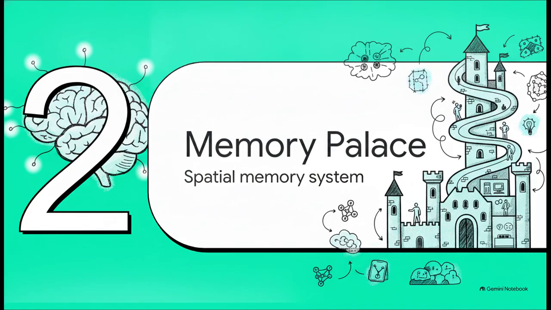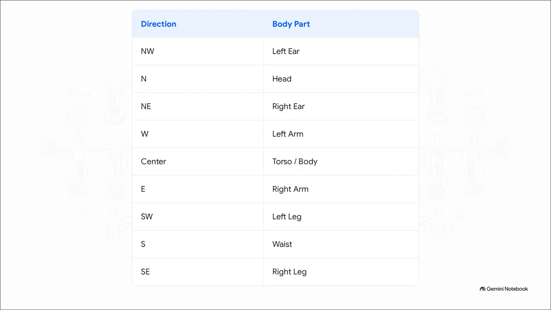Section 2. Your Spatial Memory Palace. Now, what's really interesting about this slide is how the position itself literally becomes the information. Because this grid maps directly to the body, we instantly get these 9 highly stable spatial addresses, kind of mapped out like a compass. Northwest is your left ear, north is your head, sweeping all the way down to south is your waist.